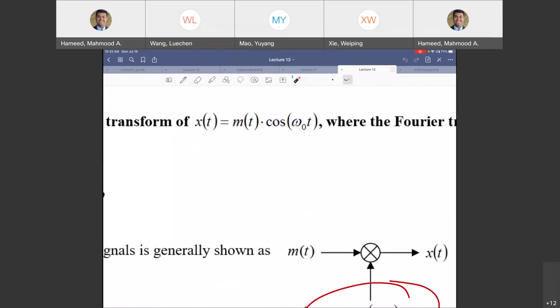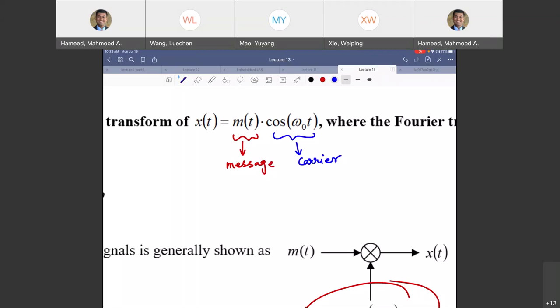All right, so Fourier transform of a signal, x of t. x of t is defined as the product of m of t with a cosine at a particular frequency, omega naught. So this, you can treat as a message, and treat this as a carrier. Why would you ever want to multiply a message with a carrier? What is a carrier?